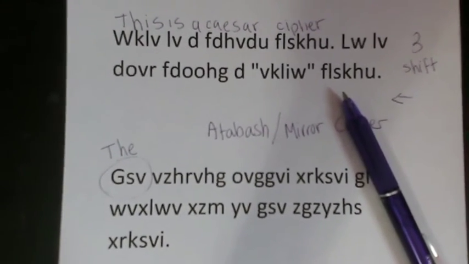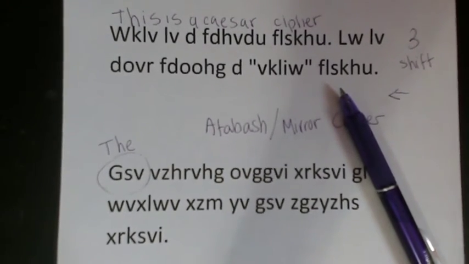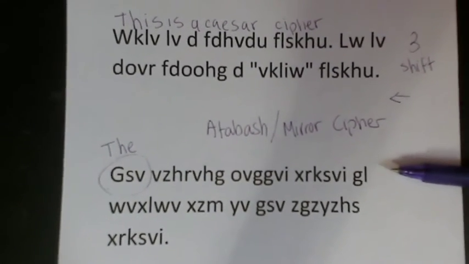But these are just two ways to identify the most common types of ciphers that are made out of letters that you can find in Hunt a Killer.